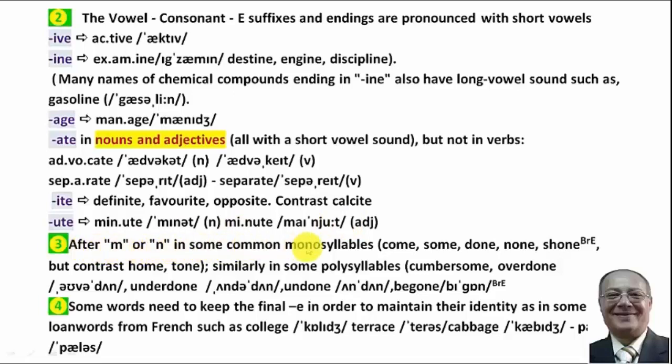After M or N in some common monosyllables: come, some, done, none, shone in British accent, but contrast home, tone. Similar in some polysyllables: cumbersome, overdone, underdone, undone, begone in British accent. Some words need to keep the final E in order to maintain their identity, as in some loan words from French, such as college, terrace, cabbage, palace.